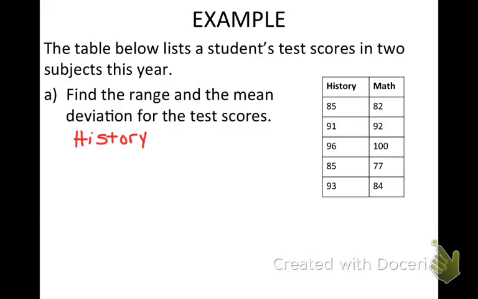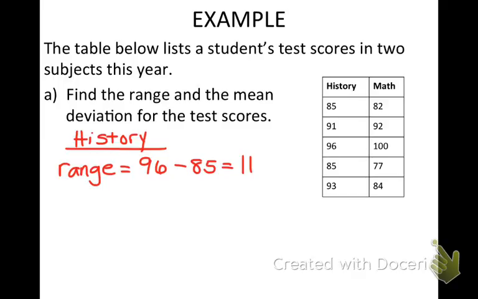All right, so history. What would be the range for this student's history test scores? 8. What am I doing to get that? Subtracting the minimum from the maximum. So my max is what number? 91. And I'm subtracting the minimum, which is 85. So my range is 11. Good. All right, is everybody okay with finding range?